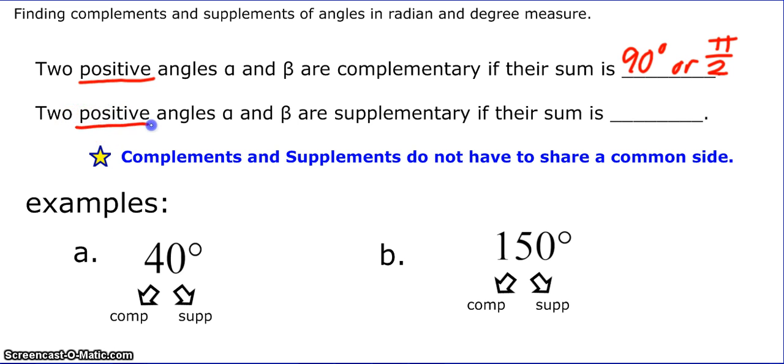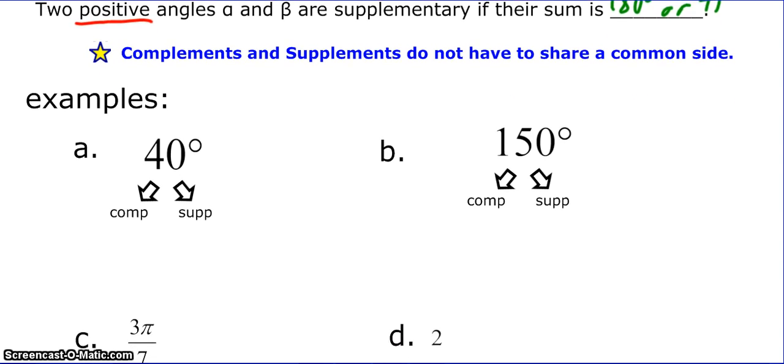Two, again, positive angles, alpha and beta, are supplementary if their sum is 180 degrees or pi. So now let's do a few examples.